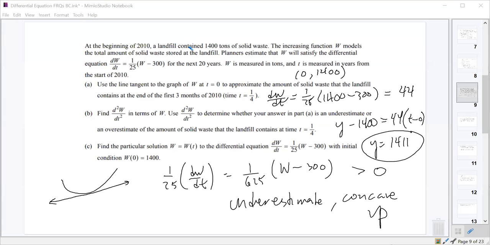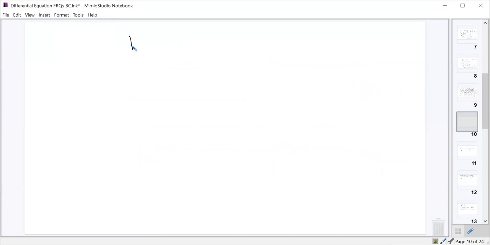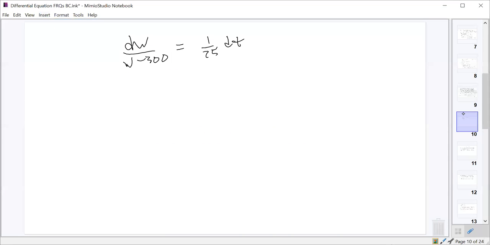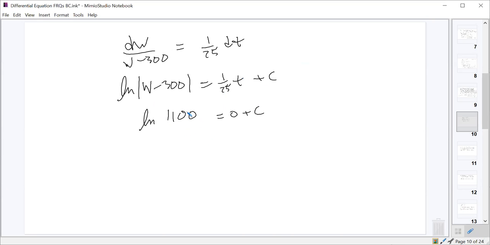All right, and the last part there is just asking us to solve that differential equation, which should be almost identical to the last problem we did. We'll end up with dW over W minus 300 equals 1/25 dt, right? Is that what we had? 1/25 and W minus 300. Yep. So this just becomes natural log absolute value of W minus 300 equals 1/25 t plus our constant. Our initial condition was that when t equals 0, W equals 1400. So we end up with a constant of natural log of 1100.